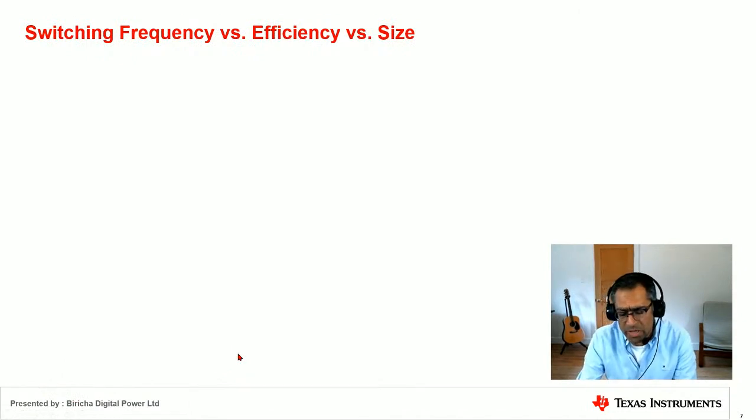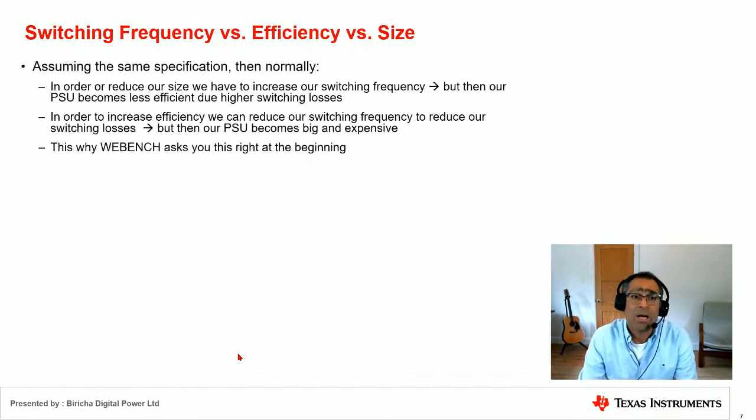So before we can do our first hands-on lab, we need to talk a little bit about the relationship between the switching frequency versus efficiency versus size. Now, assuming that the same specification is being applied to the power supply, then normally in order to reduce the size, we have to increase the switching frequency. The higher the switching frequency, the smaller the size. But if you increase the switching frequency, your switching losses will go up and therefore the efficiency will come down. So you can see that there is a relationship here.